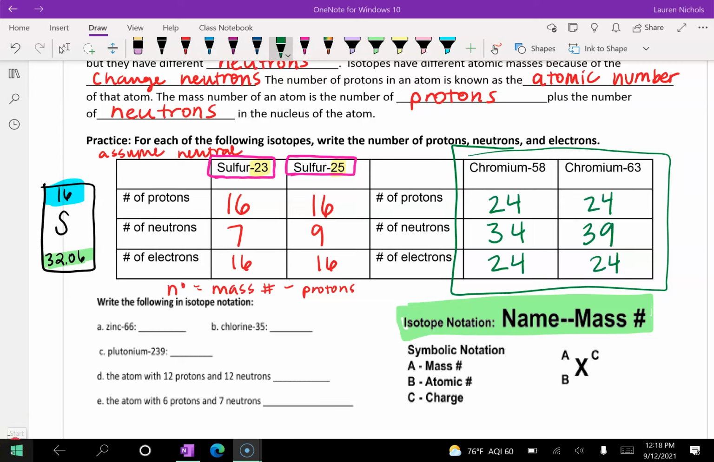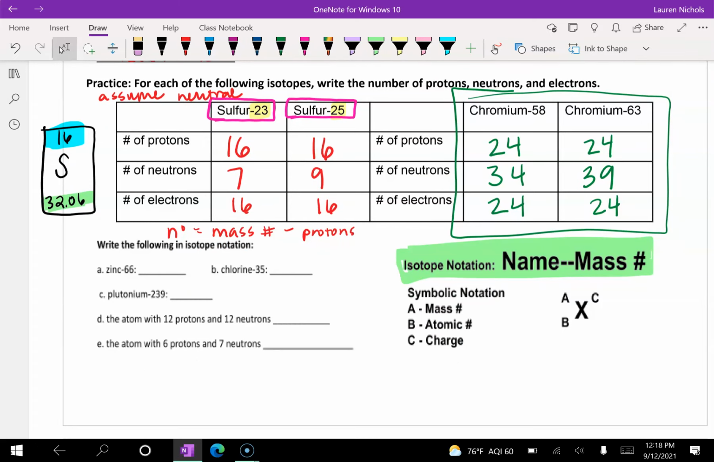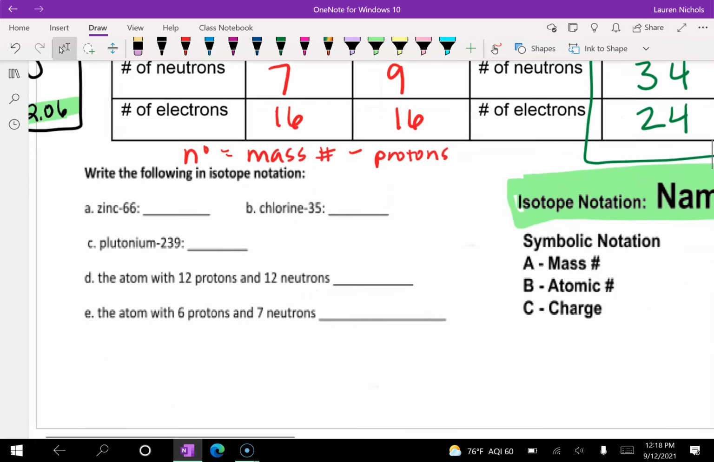Okay, so check your answers. Hopefully you got that 58 minus 24 protons is 34 neutrons for chromium 58, and that 63 minus 24 is 39 neutrons for chromium 63. And you should be able to look at this as well.